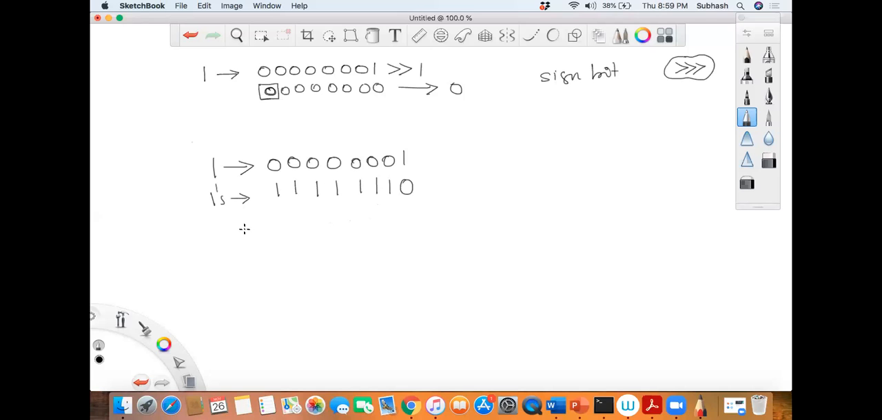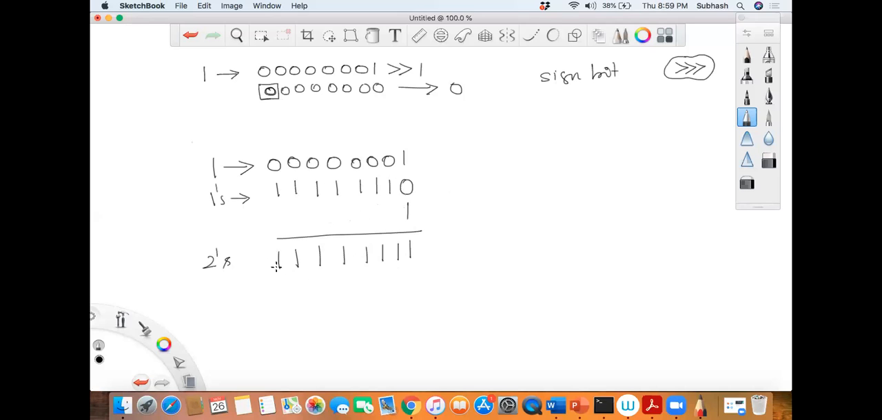What is 2's complement? Okay, 1's complement plus 1 becomes your 2's complement, right? No, so what is 2's complement? 1, 1, 1, 1, 1, 1, 1, 1. This is your 1 minus 1, correct? No, that is basically your 2's complement.